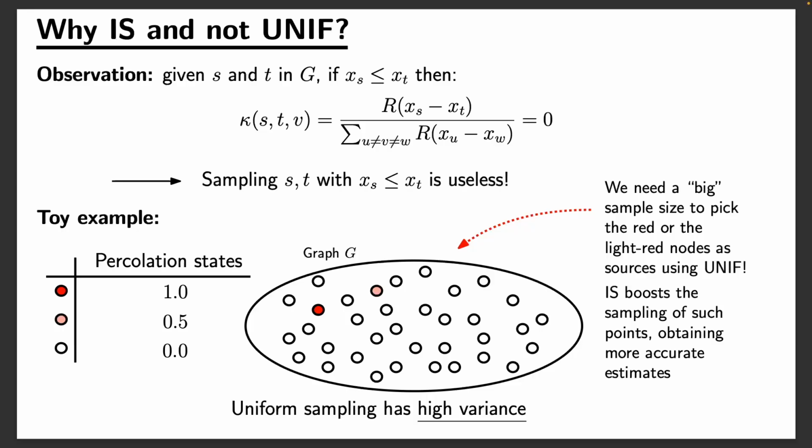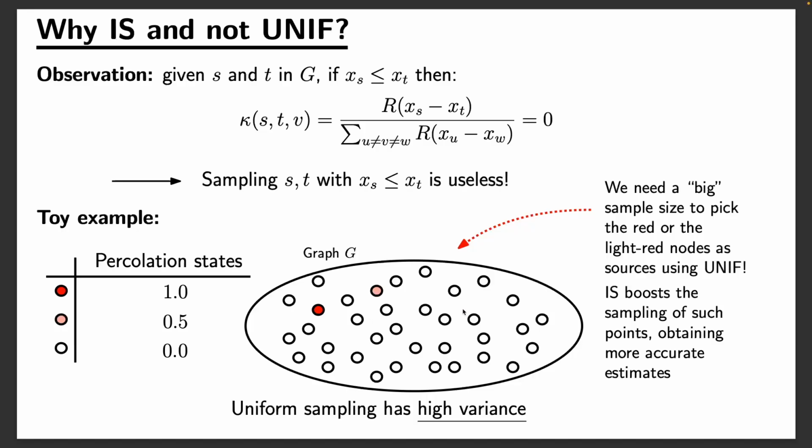So this, in other words, means that sampling S and T that have this property on the percolation state is basically useless. Now that we have this observation, we can build arbitrary bad instances for the uniform sampling. Indeed, if you observe this toy example here, in which only two nodes have a percolation state that is greater than 0, you will observe that using uniform sampling, you will need a big sample size in order to pick the red node or the light red node as a source node.